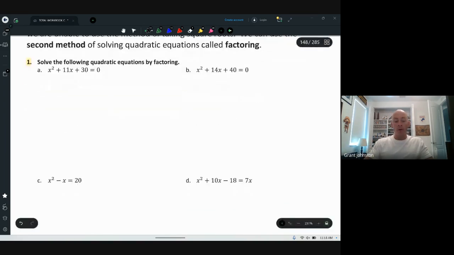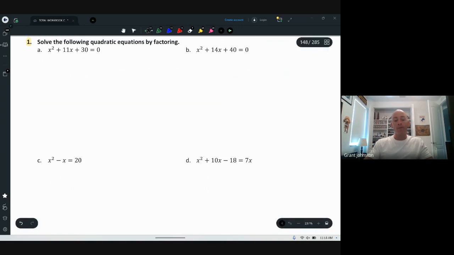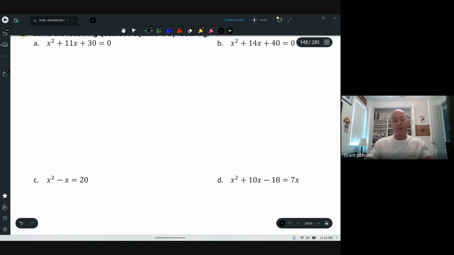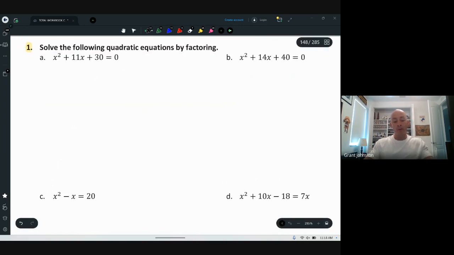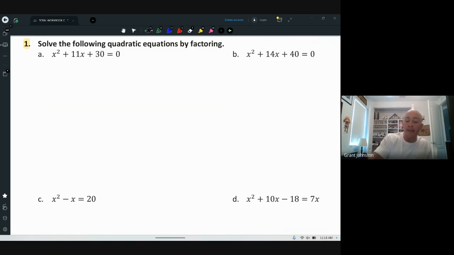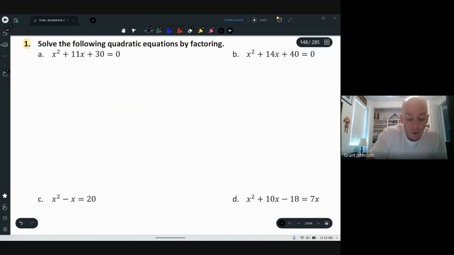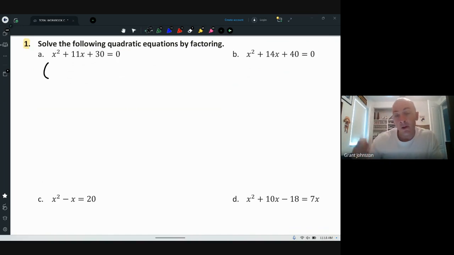So here we go. Number one, solve the quadratic equations by factoring. On A, I'm going to factor x squared plus 11x plus 30. Just keep in mind with all these problems, you need to have it set equal to 0. This is set equal to 0, so we're good. I'm not going to get too in-depth with the factoring. If you need to remember how to factor, go back to the other unit. This factors into numbers that multiply to 30 and add to 11. That would be 6 and 5.